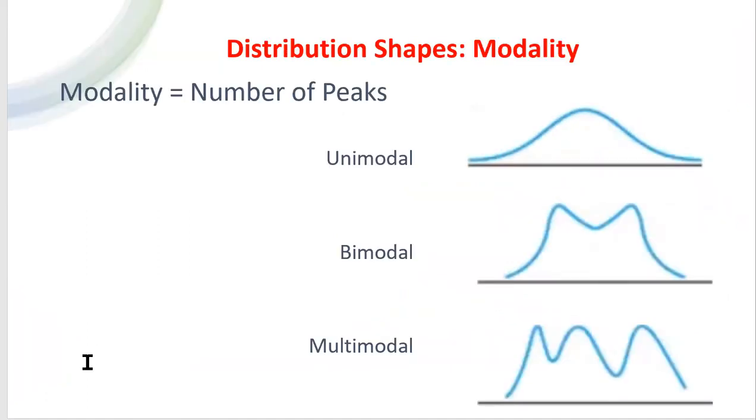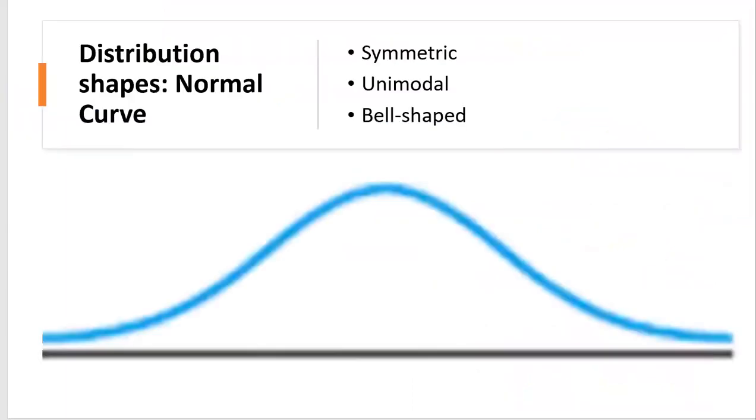Also, we're going to classify our distributions based on how many peaks they have. If the data has basically one maximum at one point, that's called a unimodal distribution. If we have two peaks, that's going to be bimodal. If we have multiple peaks, that's a multimodal distribution.